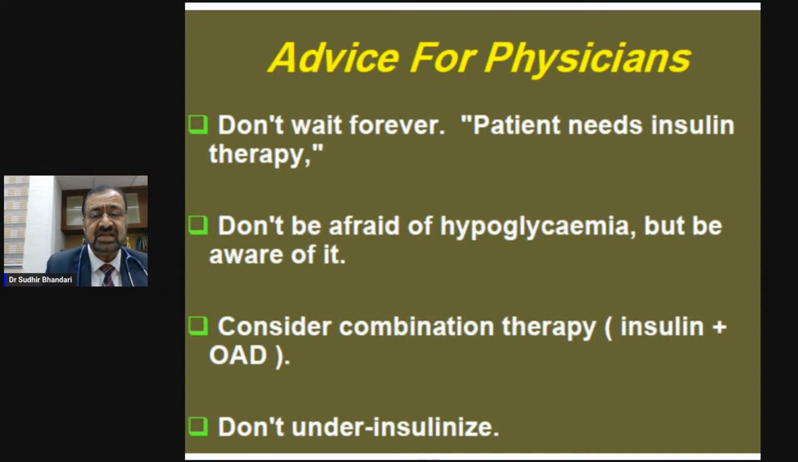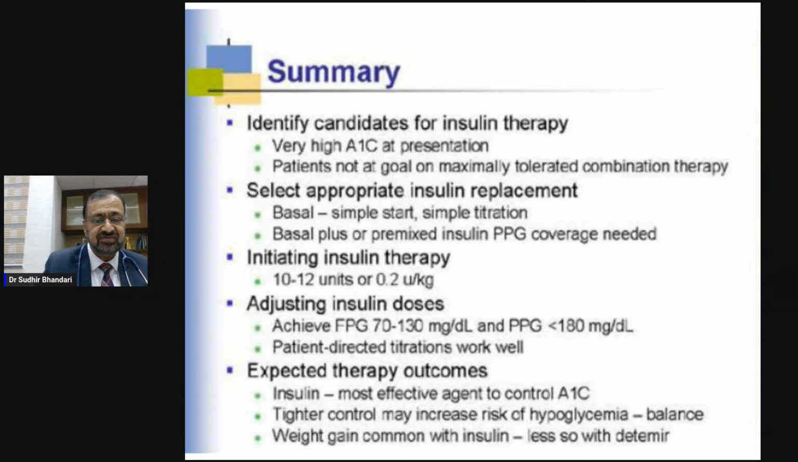Don't be afraid of hypoglycemia, but be aware of it. This is another challenge, so be aware of it and educate the patient. Consider combination therapy wherever required, and don't under-insulinize. Under-insulinization is another challenge in our country. The patient requires 0.5 to 0.6 unit of insulin per kilogram. Many times the patient requires a much higher dose of basal bolus insulin, yet continues on 8 to 10 units every day. So one very important challenge in good insulin therapy is: please do not under-insulinize the patient.